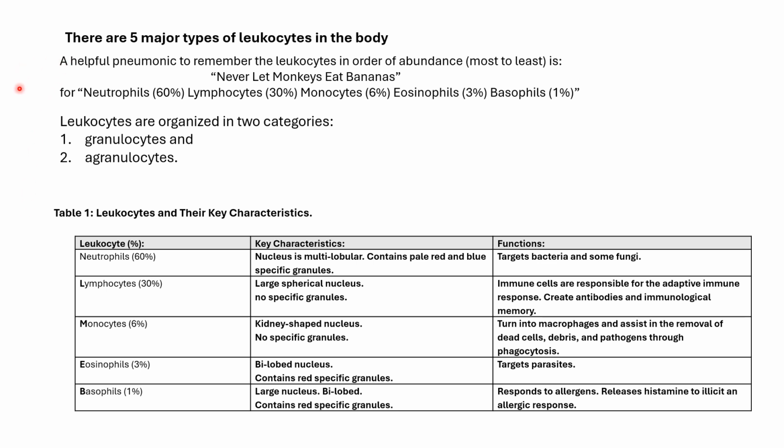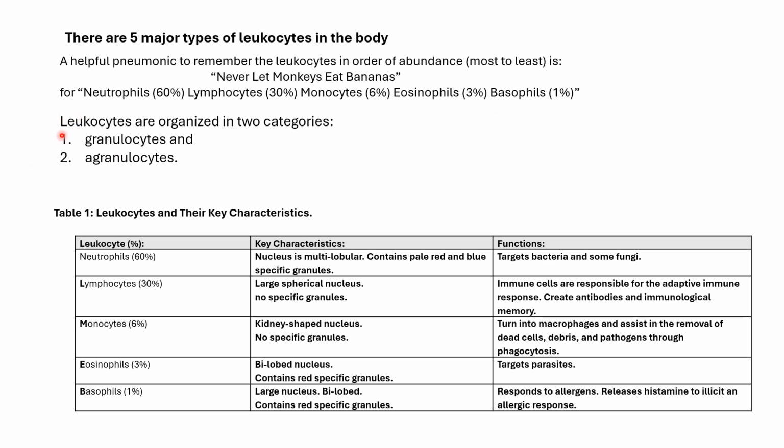Now this is a slide I will not go over again. You can read it from your manual. This is a nice, helpful mnemonic to remember: Never let monkeys eat banana. There are 60% neutrophils, then 30% lymphocytes, then monocytes, just notice this, from 30% there are 6%, then eosinophils are 3%, and basophils are 1%. You have to know these.